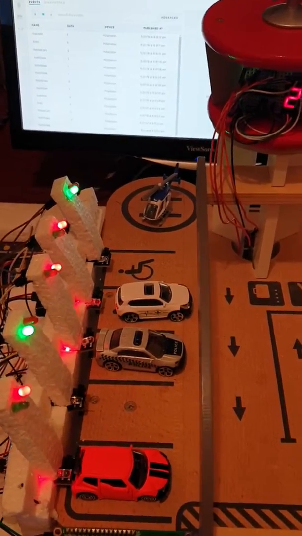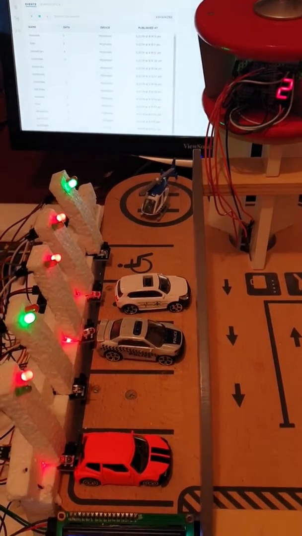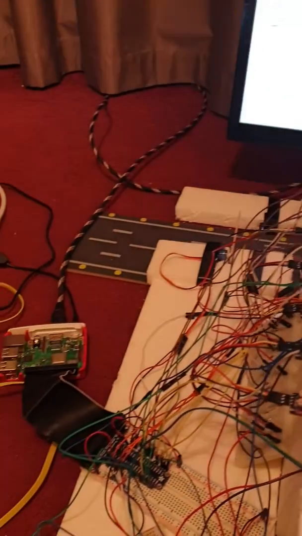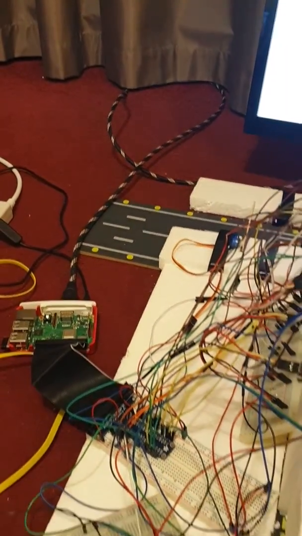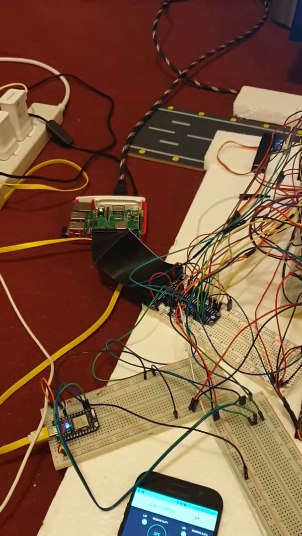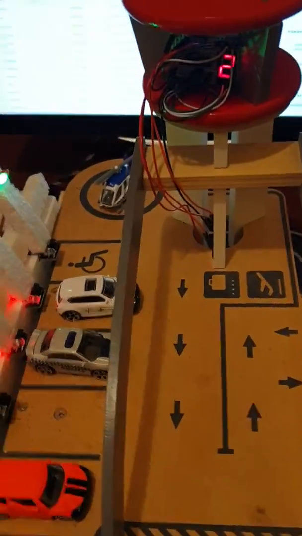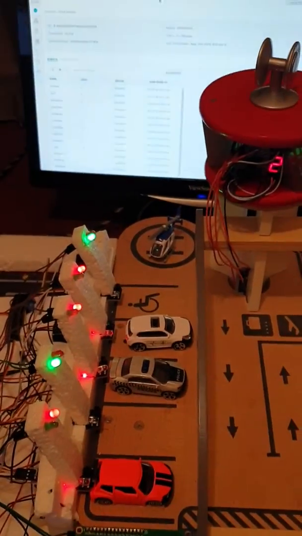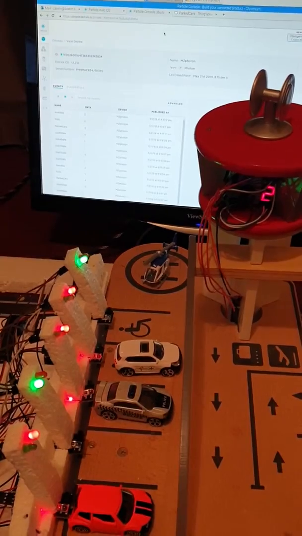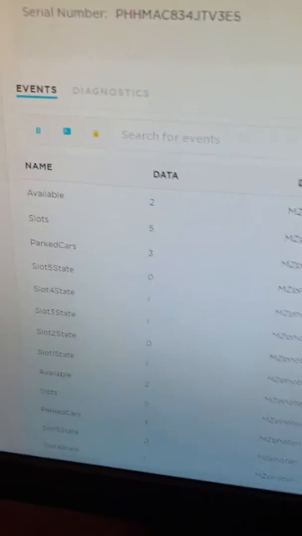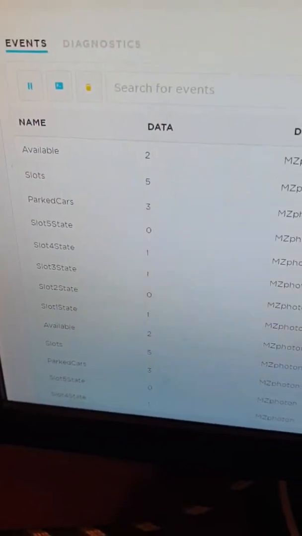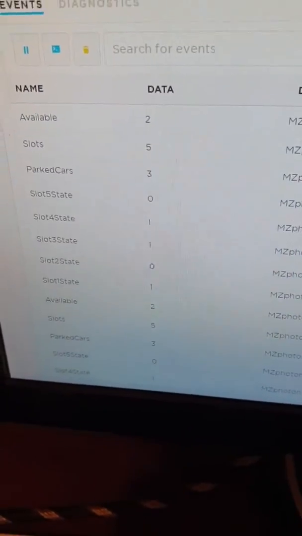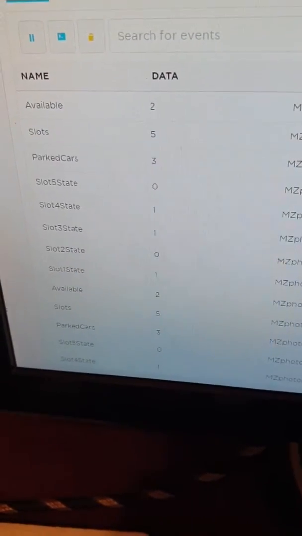All the data from the obstacle avoidance sensors is collected and sent to the Raspberry Pi. The Raspberry Pi then sends all this data through I2C to the Particle Photon. The Particle Photon is responsible for all the cloud part of my project. It publishes all this data into the cloud, as you can see. So each car park slot has its own state, which is 0 or 1. 0 means available, 1 is occupied.